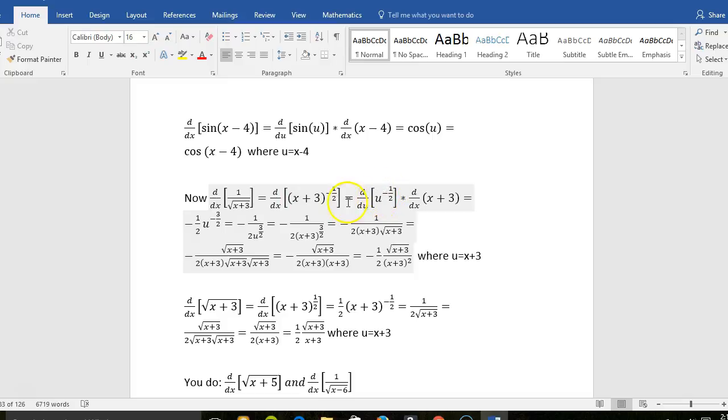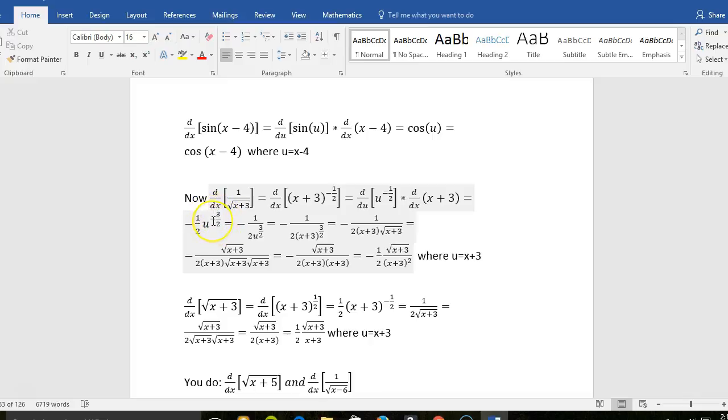Now by the chain rule, we derivate u to the negative half power with respect to u, and then we derivate x plus 3 with respect to x. Now again, boringly, the derivative with respect to x of x plus 3 is just 1, and 1's not really going to do anything because we're multiplying by 1. Now d by du of u to the negative 1/2, remember the negative 1/2 jumps down in front. We subtract 1 off the negative 1/2 that was up here, and we get negative 3/2.